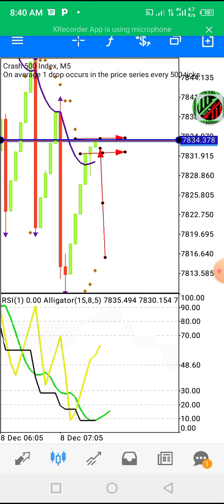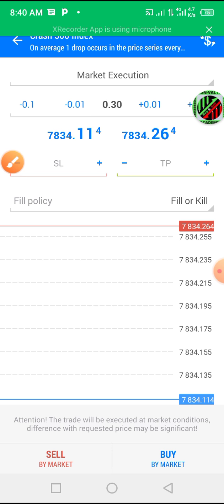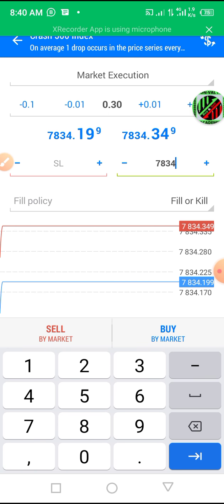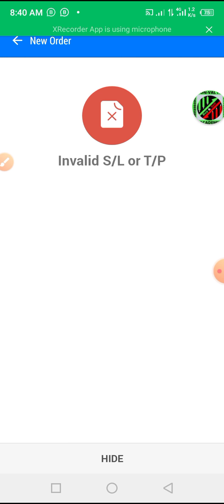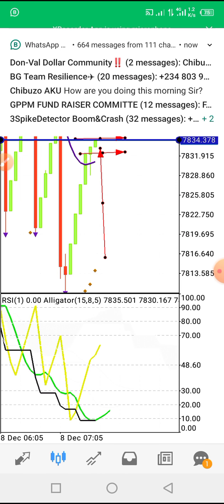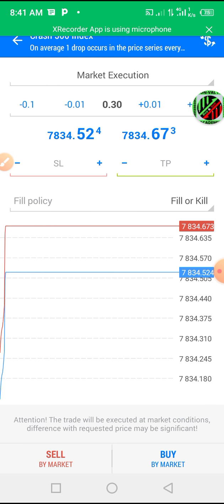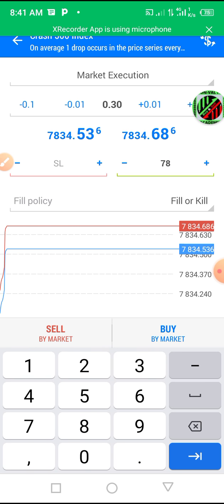Let me see if they can allow me, because I set it very close range. 78.34, buy. This is now crash. This is invalid, it's too close. Do you understand? That's why they say invalid. So you have to adjust it a bit up. 78.35. Let me say 35. 78.35 will go. 78.35, buy.